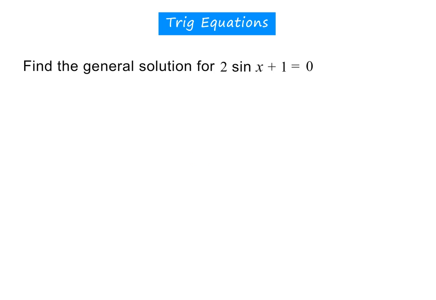In the next question, we are asked to find the general solution for 2 sine x plus 1 equals 0. However, in this example, the equation is not given in the correct form to solve immediately. We first need to rewrite it. Let's do it. First, we need to subtract 1 from both sides to get 2 sine x on its own on one side. Next, we divide both sides by 2. The equation is now in the correct form to solve. In other words, sine of some angle is on the left-hand side and a number on the right-hand side.